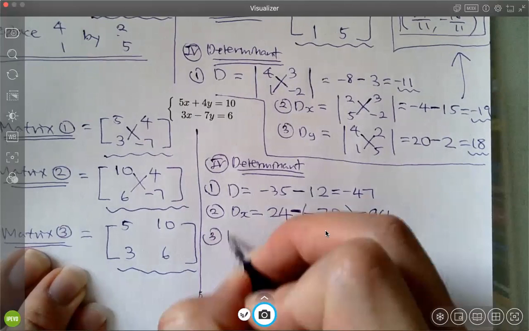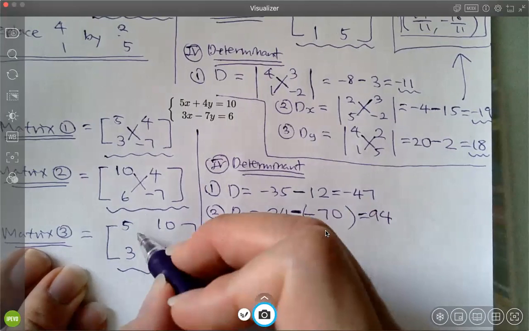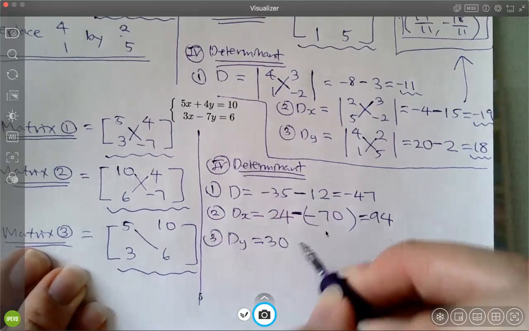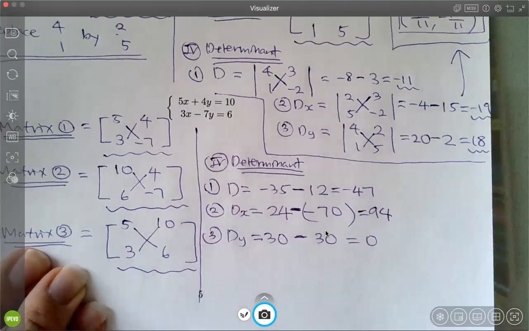And what is dy? dy is the determinant of this matrix. So 5 times 6, so that's 30. And then minus 10 times 3, so that's another 30, right? So it's equal to 0. So -47, 94, and 0 are the determinants.